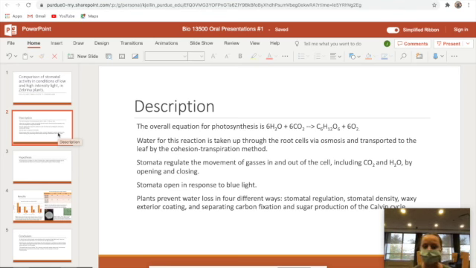Plants prevent water loss in many different ways. One of these is stomatal regulation, so the opening and closing of stomata. Stomatal density, so the higher the stomatal density, the more pores there are for transpiration. So that is more of an evolutionary way that plants can prevent water loss, by having less stomata. Sometimes plants also have a waxy exterior coating, which again prevents transpiration, and they can separate the carbon fixation and sugar production steps of the Calvin cycle.